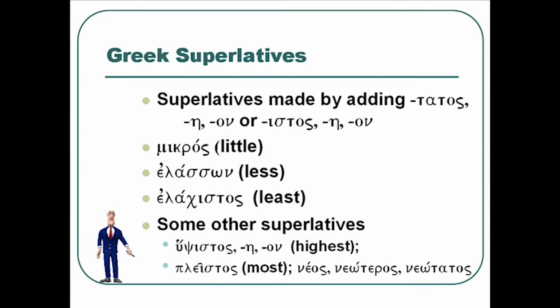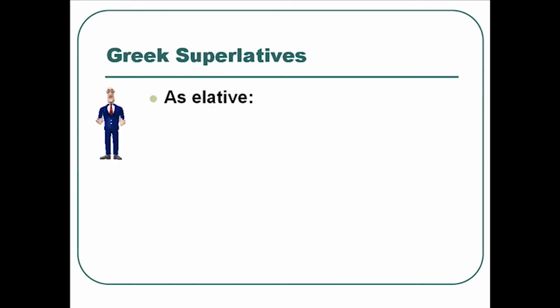Another one is neos, which means new. It becomes neoteros, which is newer, and then it becomes neotatos, the newest. And so it has the tatos ending on, indicating that it's a superlative. Now the different usages of the superlative, it can be taken, of course, as a superlative, the greatest, the biggest, whatever, but it can also be understood as an elative.